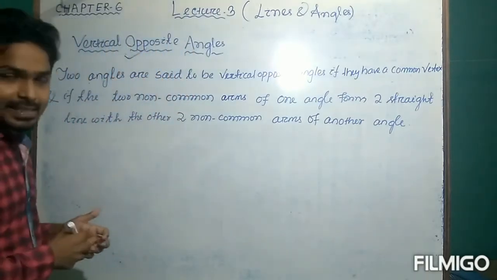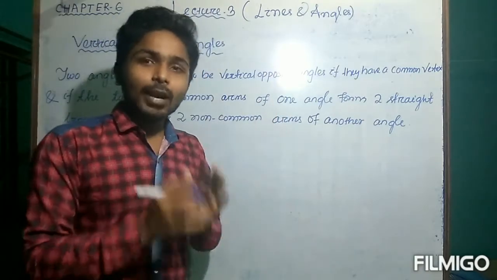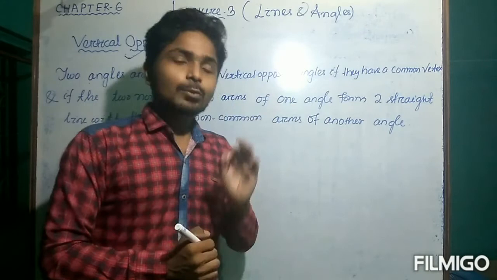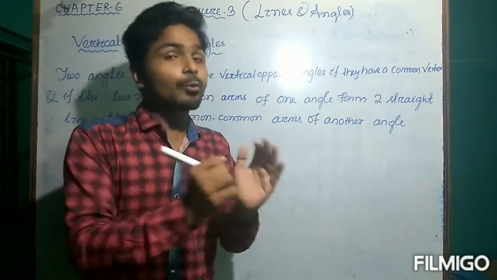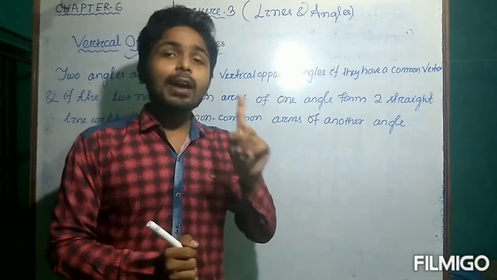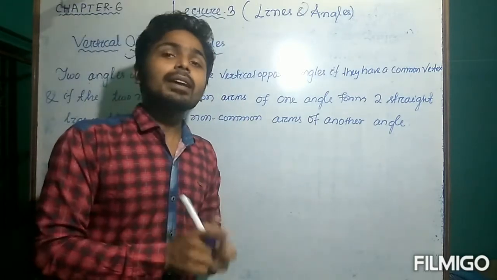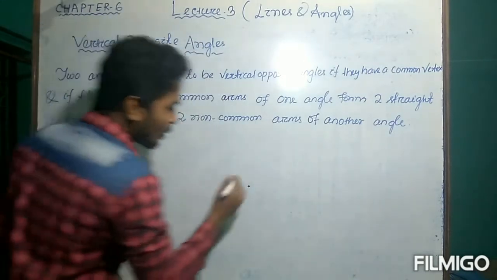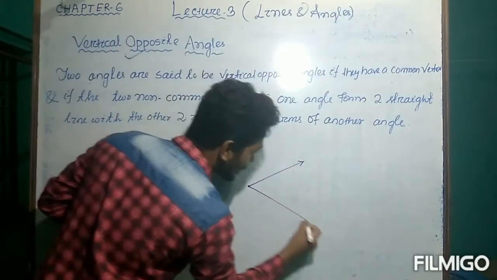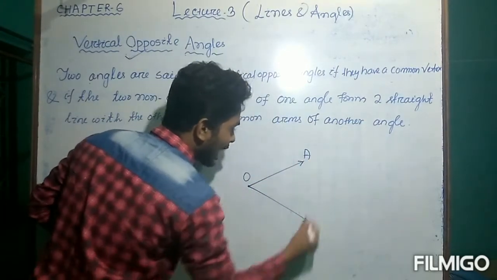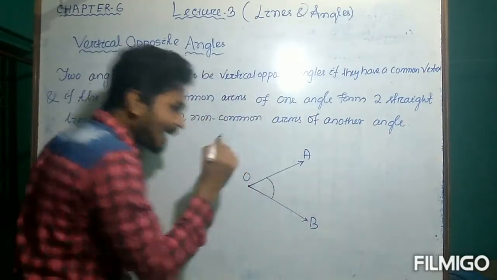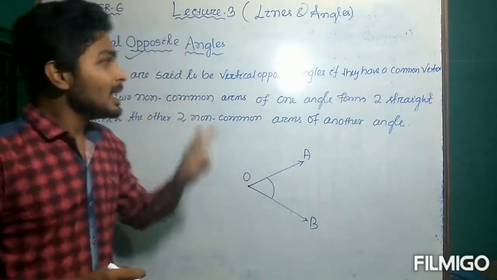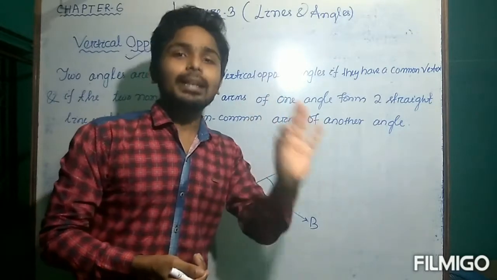The exact definition is: two angles are said to be vertical opposite angles if they follow two conditions. So in order to be vertical opposite angles, the two angles must follow two conditions. Then what are the two conditions? The first condition is the two angles must have a common vertex. Suppose this is a point and from this point two rays originate, OA and OB. It means they will form an angle in between them. But we are talking about two angles, not a single angle. Two angles with a common vertex.